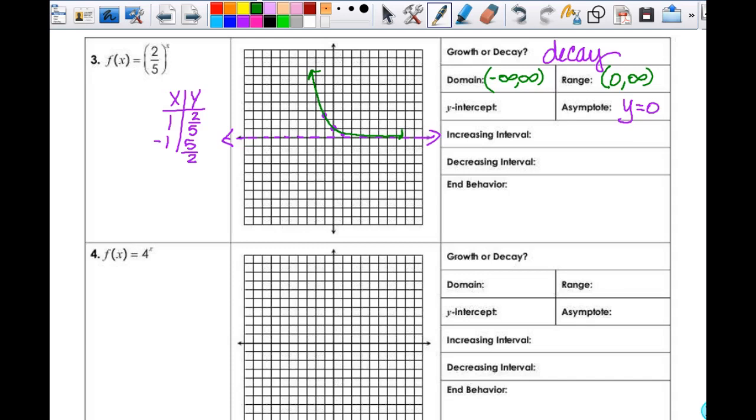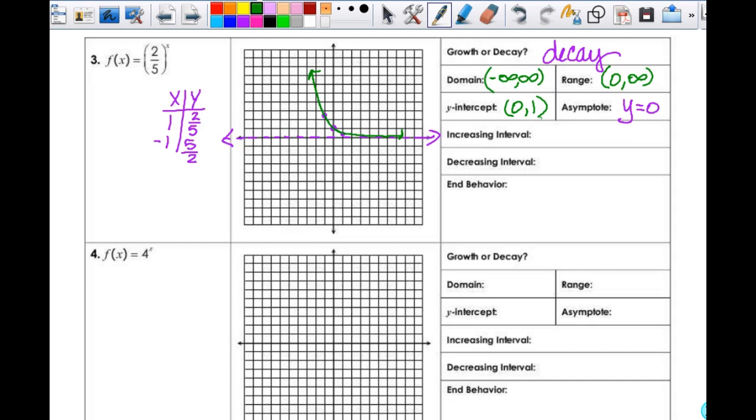Yes. Okay, it can affect my range. Domain it's not going to affect, but it will affect my range. My y-intercept is (0, 1). That can also be changed by your transformations.